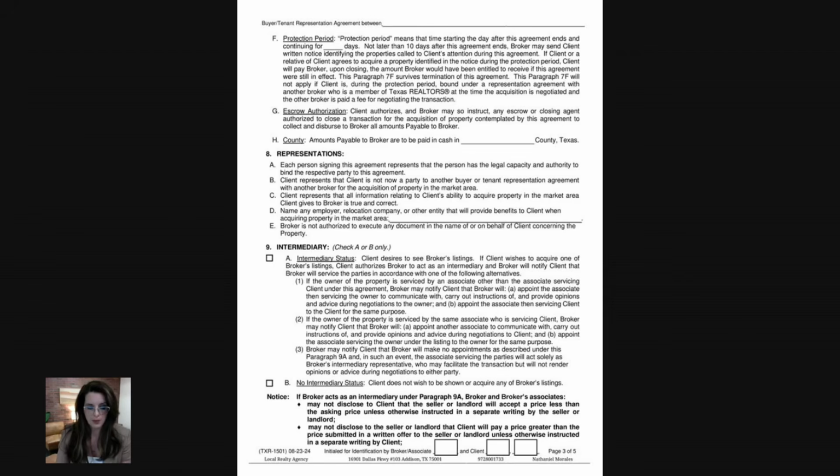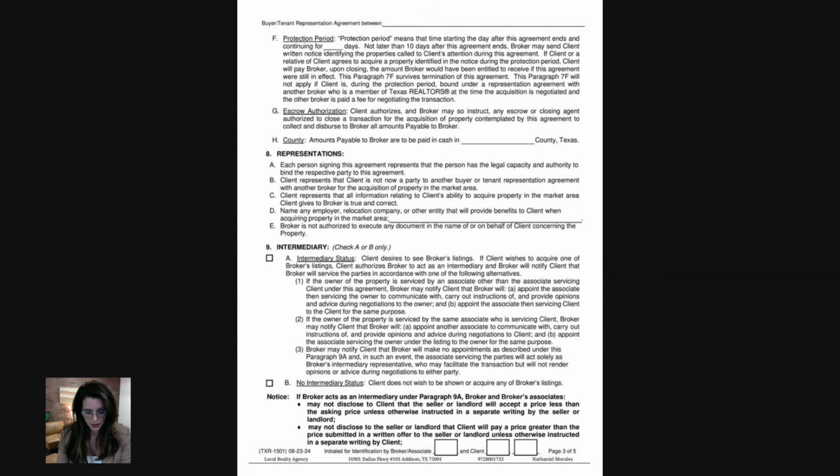Now, here's the important part. You have 10 days to send the client a list of all the homes that you showed them and let them know that if they go back and purchase any of these homes while they're still thinking about it, you're still owed the compensation. So that's how you want to explain the protection period and what that means.